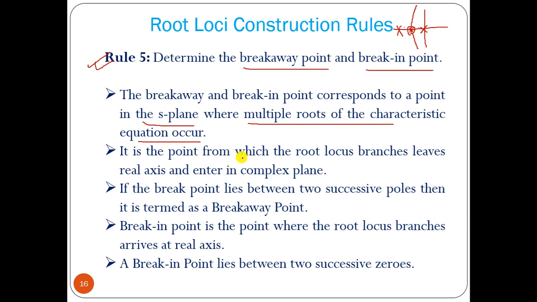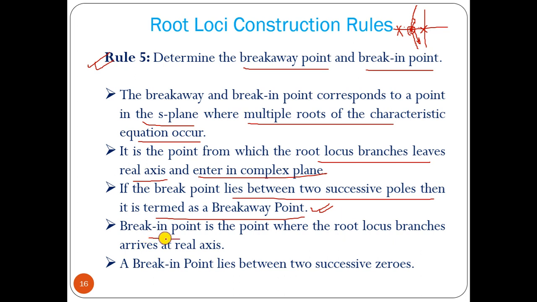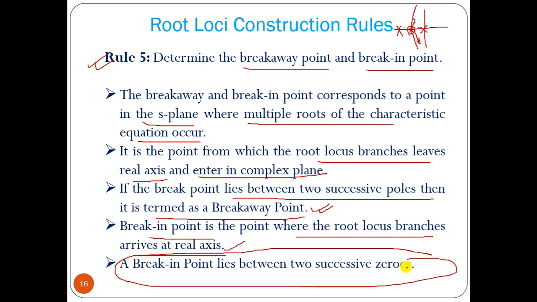Now it is the point from which the root locus branch leaves the real axis and enters the complex plane. That means when k increases from 0, at this point it breaks away and enters into the complex plane from the real axis. If the breakaway point lies between two successive poles, then it is termed the breakaway point. And the break-in point is the point where the root locus branch arrives at the real axis. That happens between two successive zeros.